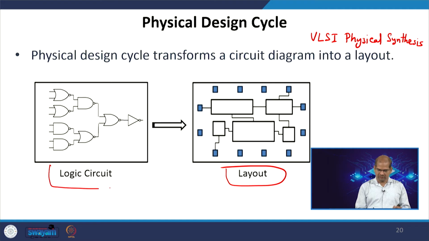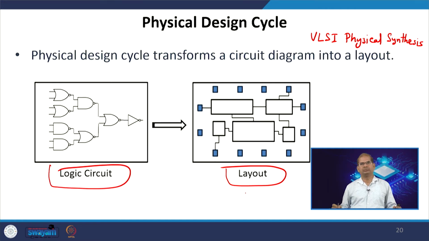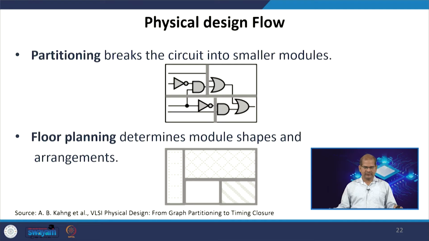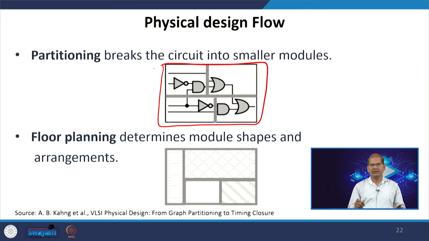So you have logic circuits as input and layout as output, which is done automatically with a few steps that we will discuss in the next slides. First is partitioning: you have a bigger design, and you partition it into smaller parts. Then we have chip planning, placement, clock tree synthesis, signal routing, and timing closure. We will discuss one at a time. Partitioning means we divide the complete design into smaller parts such that the number of interconnects from one part to the other is minimum.